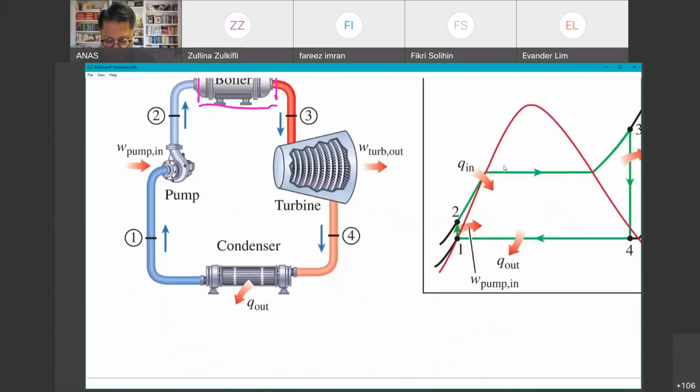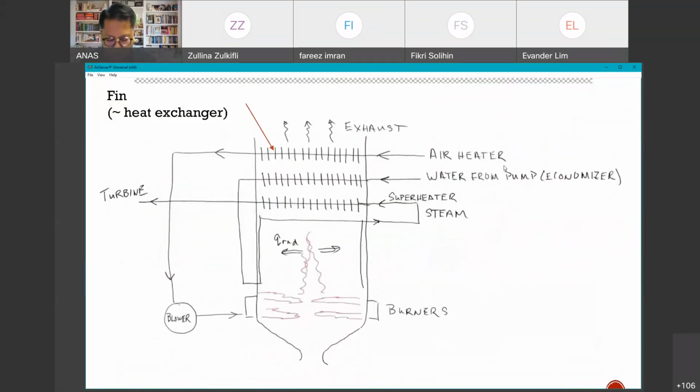But if you look in detail, what makes a boiler a boiler? It's not just a simple box where we put fuel plus air, get fire, for example, and heat up the substance. It's actually more complicated than that. And over here, this is a simplified working principle for a general boiler.